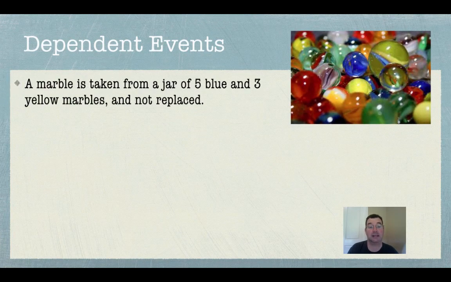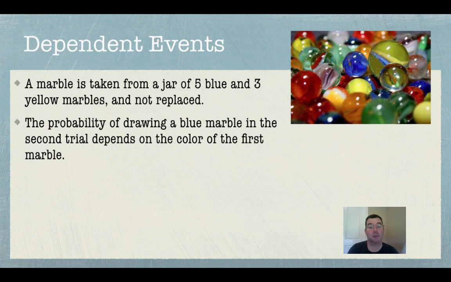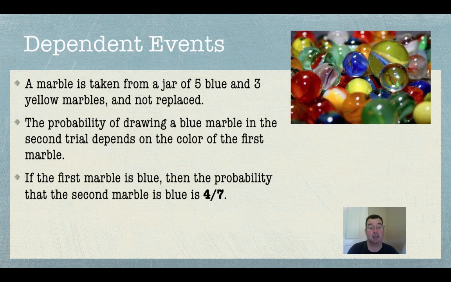Dependent events are not that simple. So let's say that a marble is taken from a jar of 5 blue and 3 yellow marbles and it's not replaced. That means it's not put back into the jar. Well, the probability of drawing a blue marble in the second trial depends on what you actually pulled in the first trial. If the first marble you pulled was blue, then now you only have 4 blue marbles left and you only have 7 marbles left total. So the probability that the second marble is blue is 4/7.